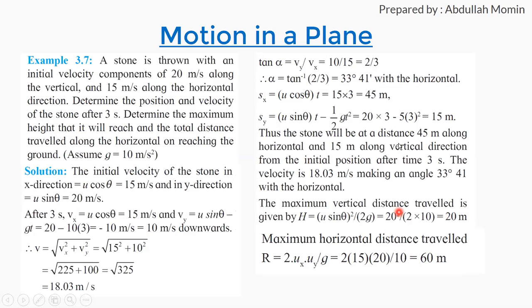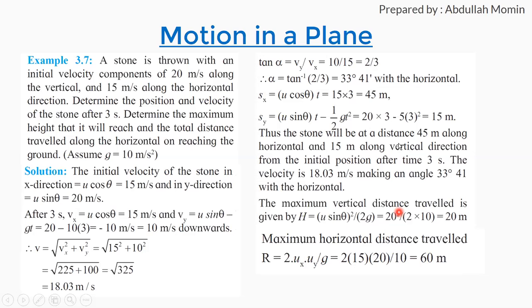So the maximum vertical distance traveled is given by this equation. So we are going to put the value of u sin theta, and u sin theta is 20 meters, while g we are going to take as 10. So 20 square divided by 20, that will be 20. So the maximum horizontal range is 2ux uy upon g, that will be 60 meters.